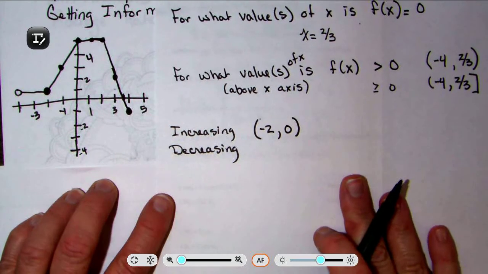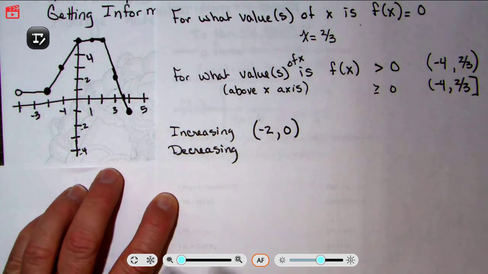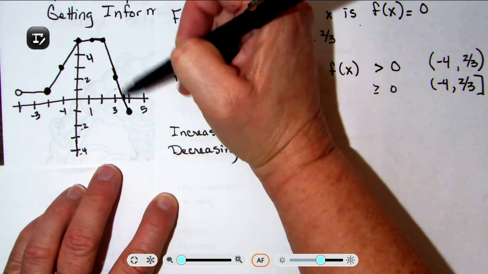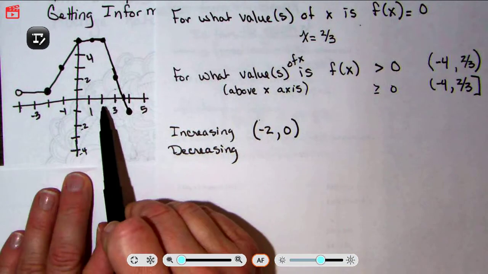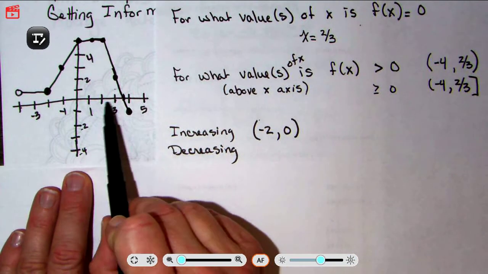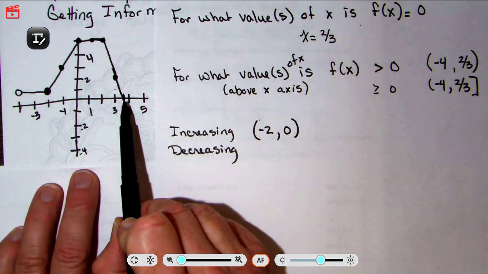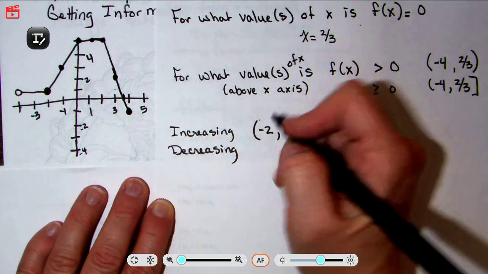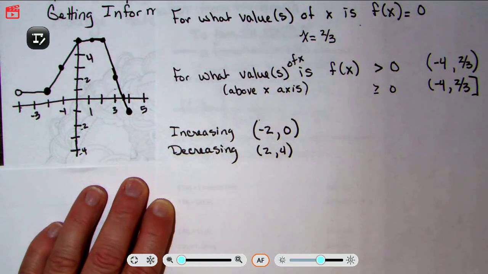Same for decreasing. Decreasing means we are going to be going down. So this function goes down in this region, but again, we're going to be concentrating on the x values. So from here to here, you'll notice that our graph over that region is going down or decreasing. So we decrease from 2 until 4. At 2, we aren't really doing anything. At 4, we're not really doing anything. We're just kind of standing still.